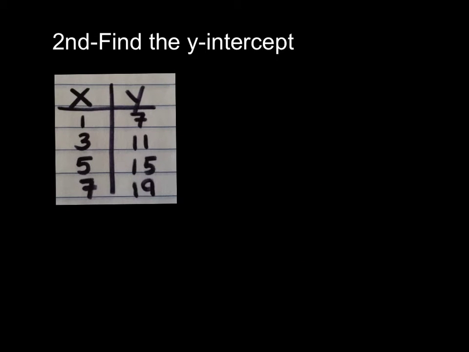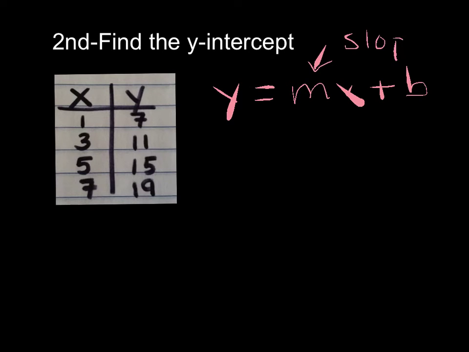The next thing you have to do is find the y-intercept. To find the y-intercept, I use the slope and the formula y equals mx, sorry that's so ugly, plus b. And I'm going to take out the m and replace it with the number for slope because m means slope. So my formula is going to be y equals 2x plus b.